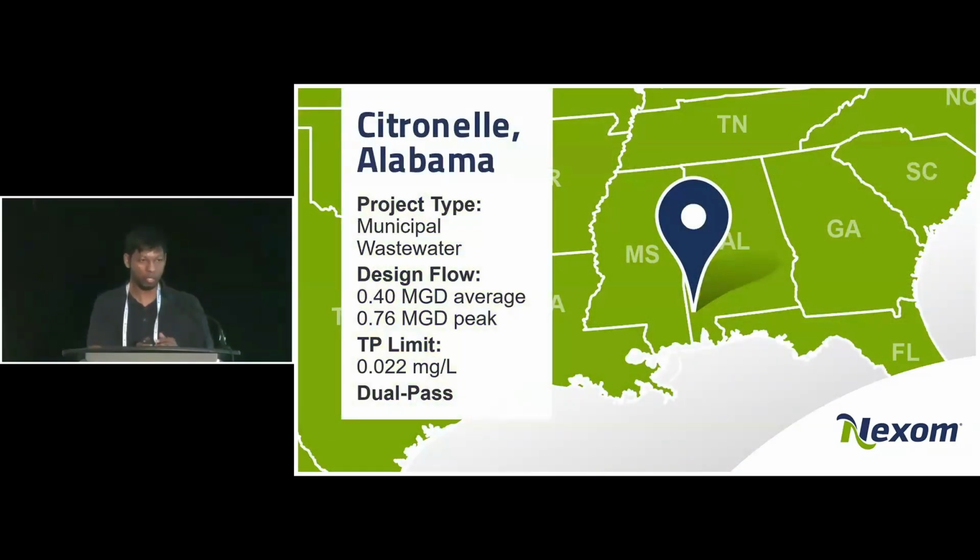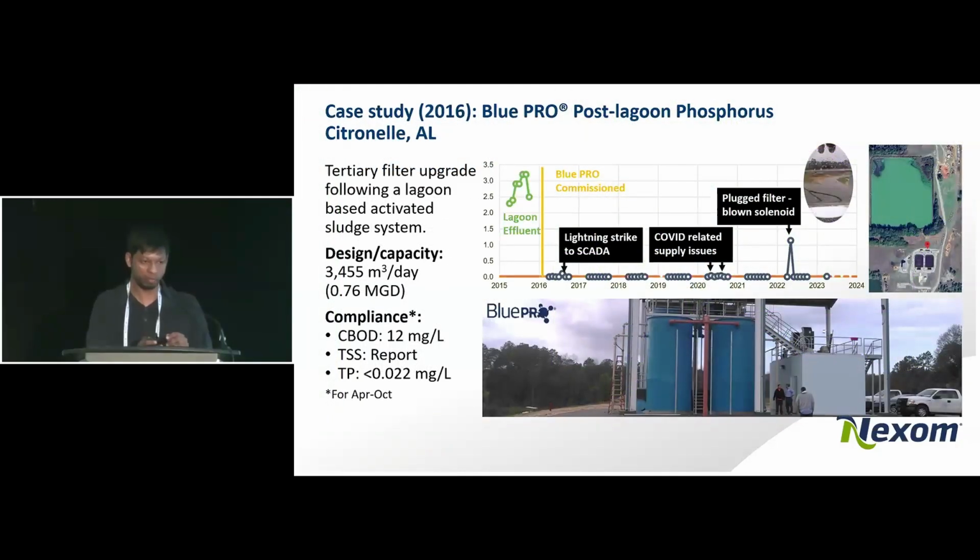One way we were able to use the sand filter to preserve water integrity is in Citronelle, Alabama. They had a TP limit of 0.02 milligram per liter, which is one of the most stringent TP limits we have in North America. And we had to use a dual pass setup to treat phosphorus.